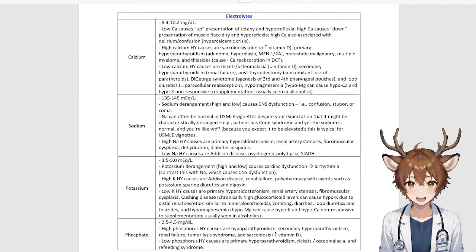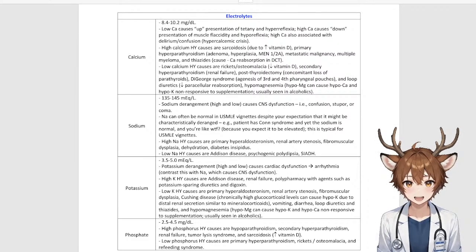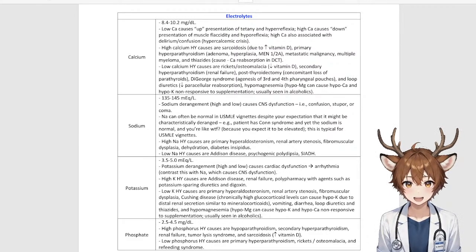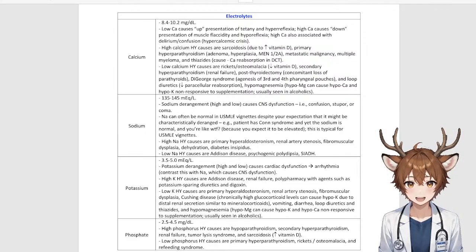High sodium, high yield causes are primary hyperaldosteronism, renal artery stenosis, fibromuscular dysplasia, dehydration, diabetes insipidus. Now, low sodium high yield causes are Addison's disease, psychogenic polydipsia, and SIADH.